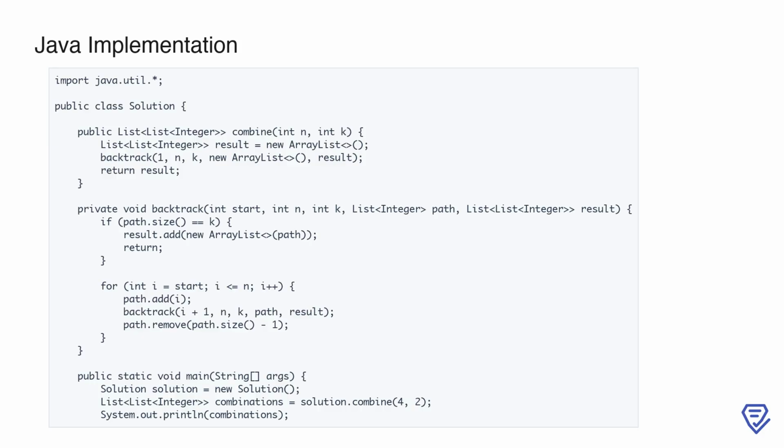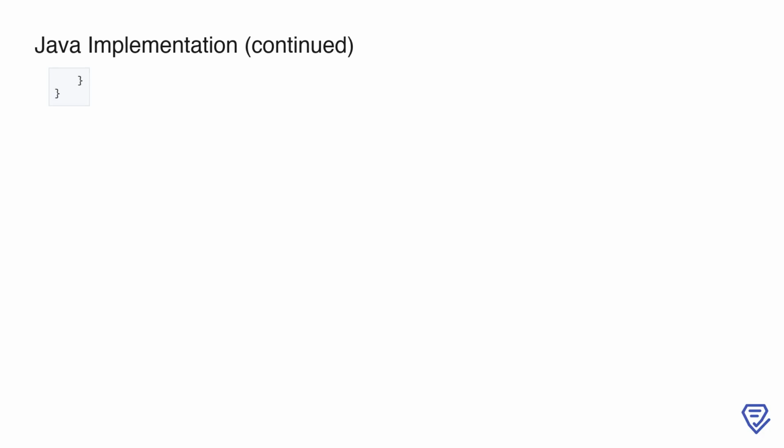combinations. Inside the backtrack method, we first check if the size of our path list matches k. If it does, we've built a valid combination, so we make a copy of path and add it to result. If not, we iterate through the numbers starting from start up to n. For each number, we add it to the path, recursively call backtrack with the updated starting point, and then remove the most recent number to backtrack and explore other possibilities. Finally, we close the loop and recursive calls in the backtrack method. The main method demonstrates how to use the combine function. Here, we call combine for 2 to generate all combinations of two numbers from the range 1 to 4.